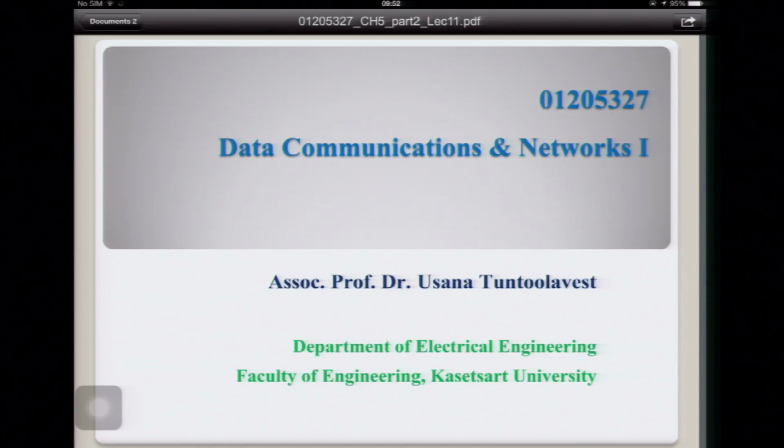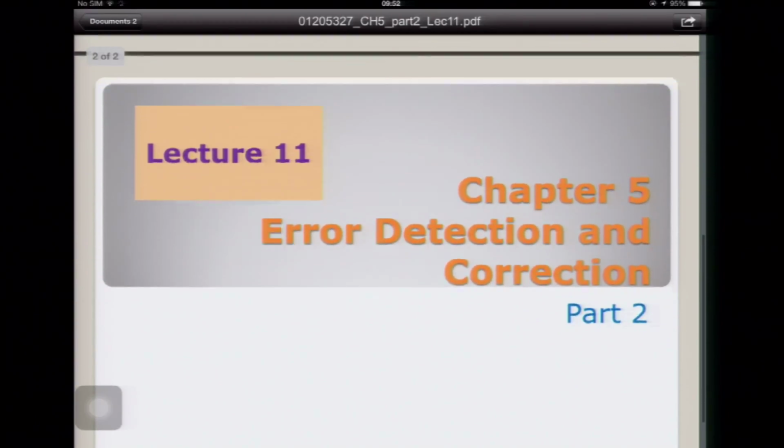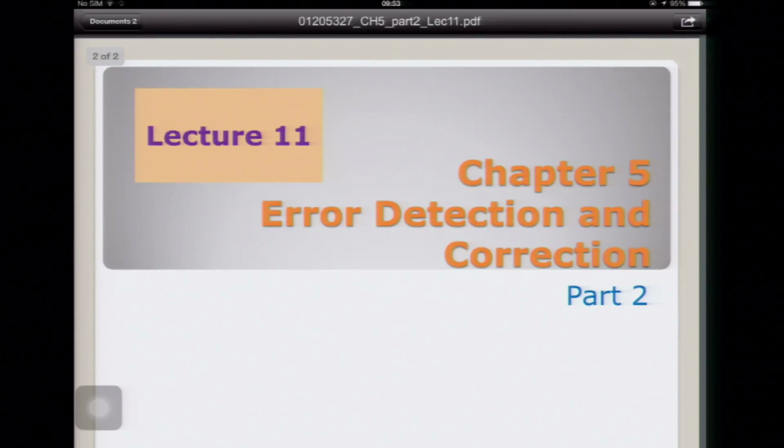Today, Data Communications and Network 1 class is lecture 11. It will be on chapter 5, Error Detection and Correction, part 2. And we will start with the encoding by the chip register circuit. Okay?